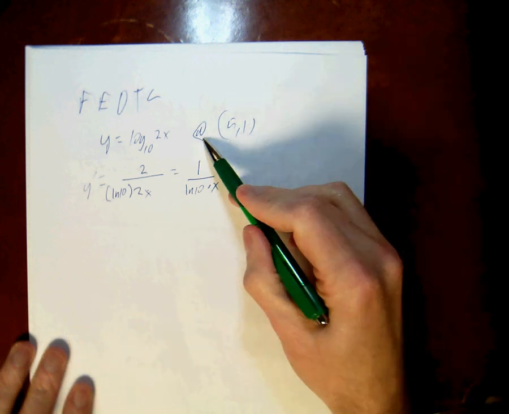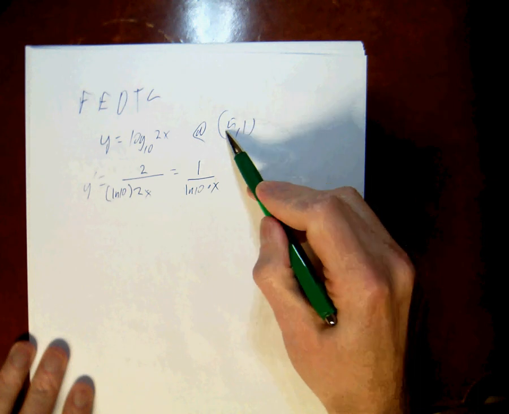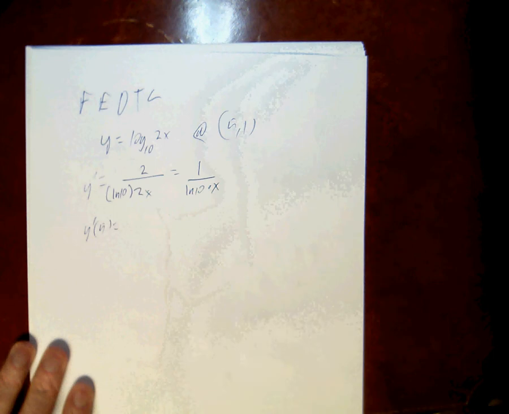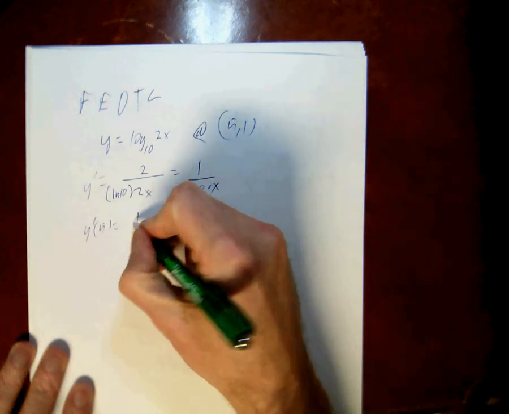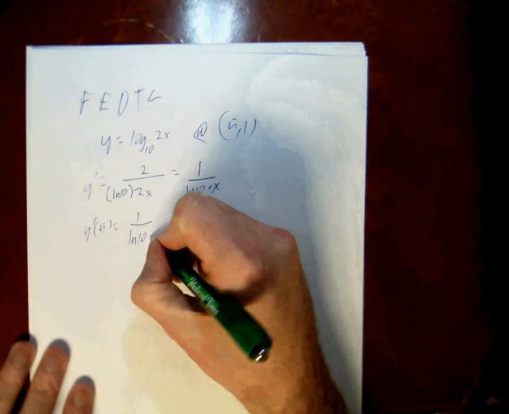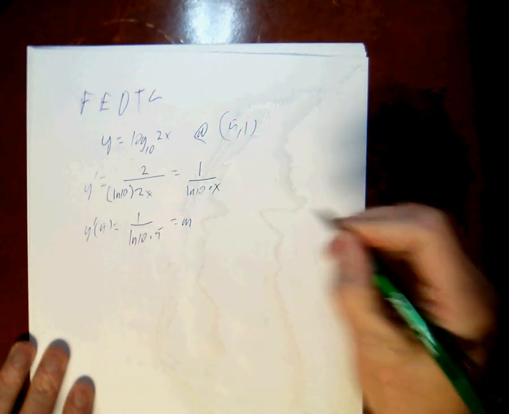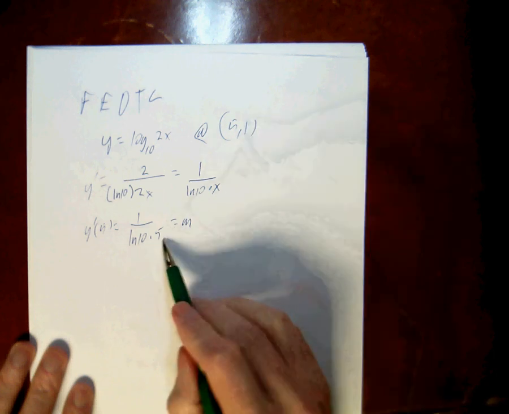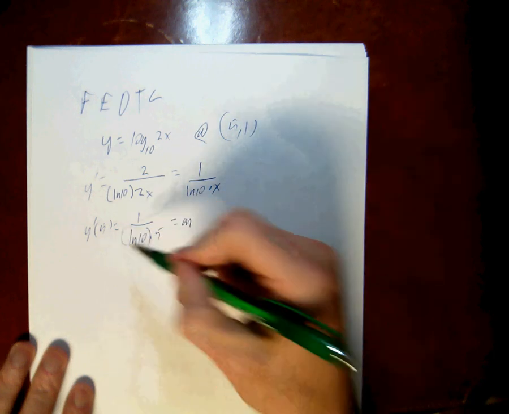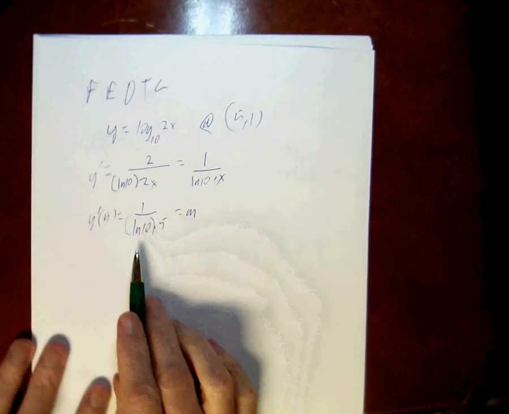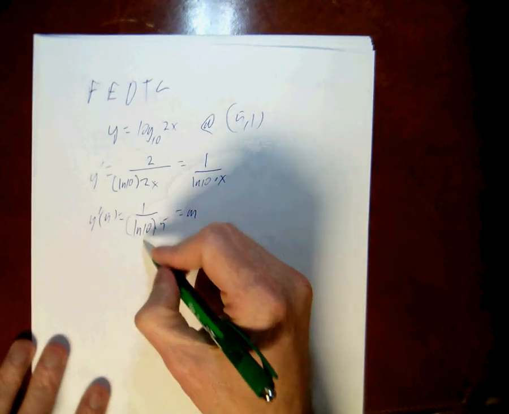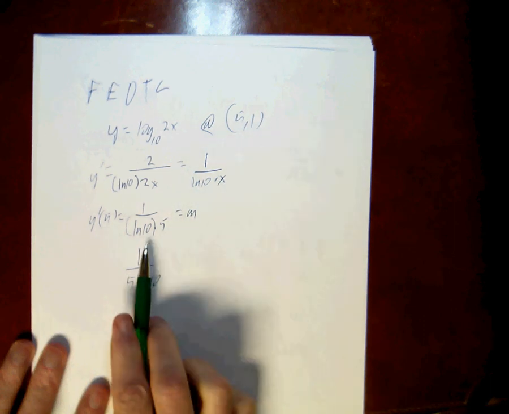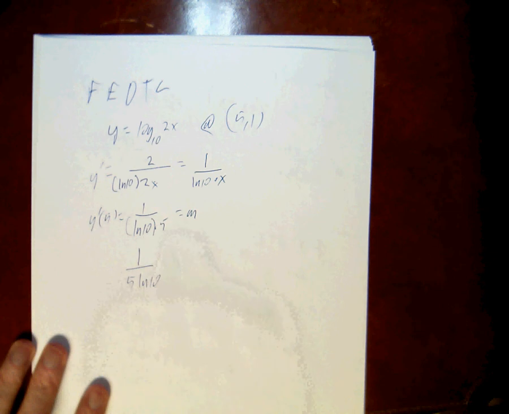I'm interested in the point 5, 1. So when x is 5, when I plug in 5, that's going to give me 1 over natural log of 10 times 5. And that's my slope. So there's my slope. There's my point. And please don't say that's 50. Right? These are separate. In fact, if this was a problem in the textbook, I think they would probably have this written out as 1 over 5 times natural log of 10 to avoid the confusion, is that 5 inside the natural log or not?